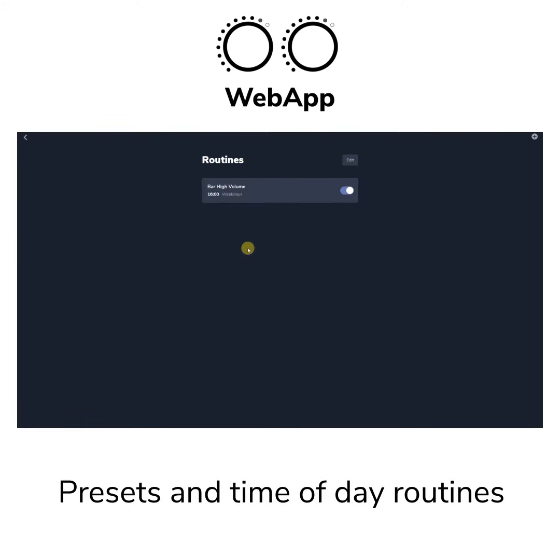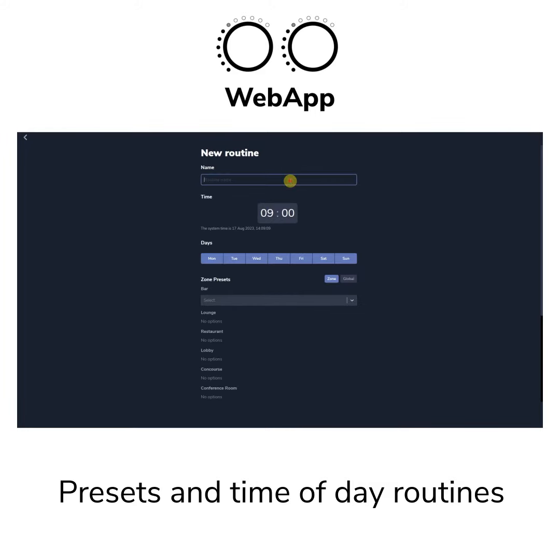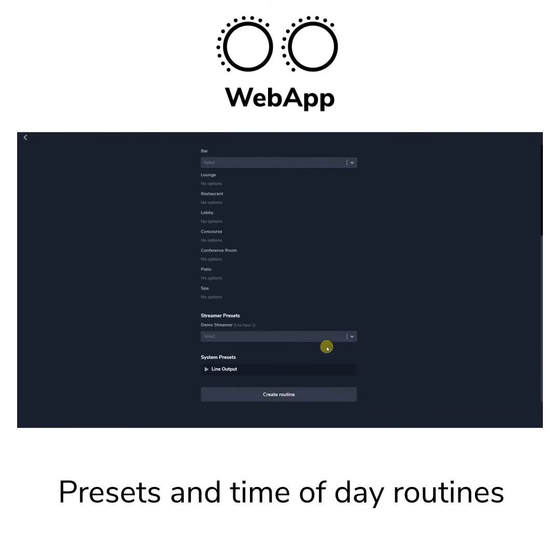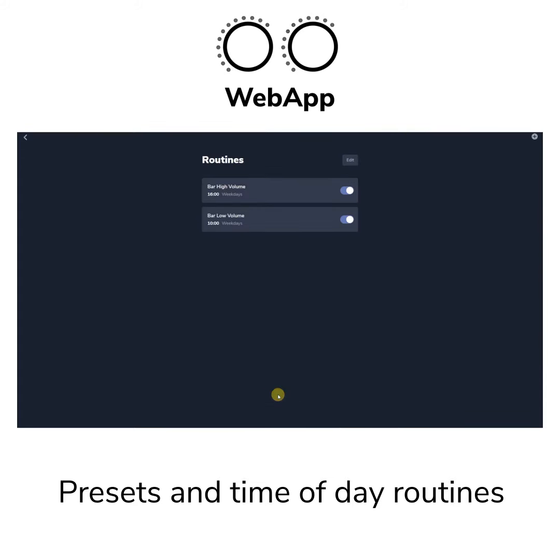Routines are a method to trigger any of the presets stored across the app in response to time settings from the built-in real-time clock. With the day of the week buttons, combinations of weekday, daily or weekend timings can be set for each routine, which can then trigger one zone preset for each zone, one global preset, one streamer preset per streamer, and a collection of system presets.